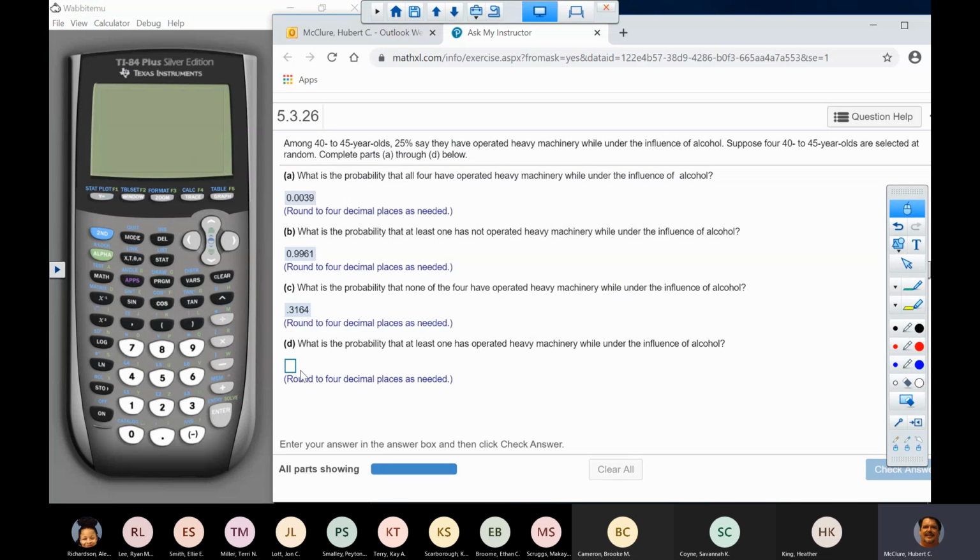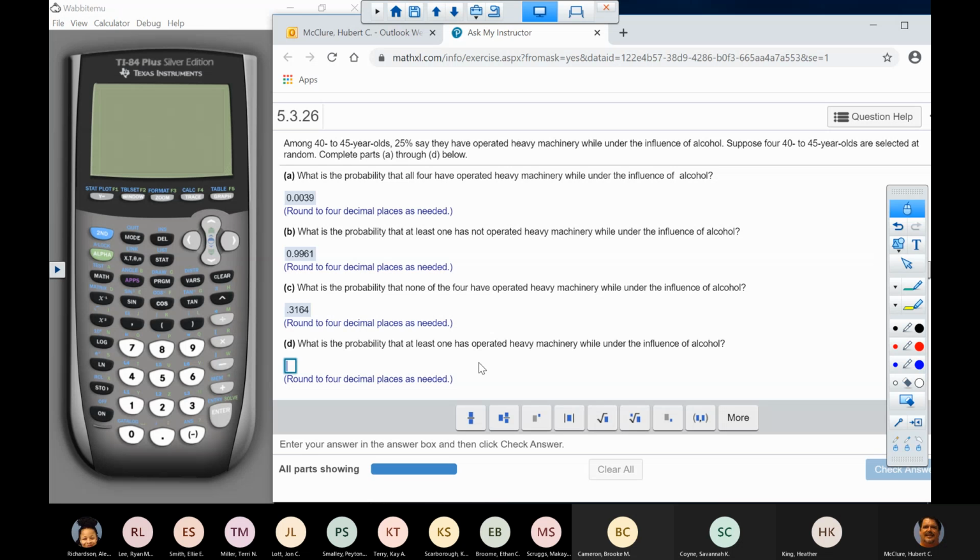And subtract that from 1. So D is 1 minus C. What's 1 minus 0.3164? 0.6836, is that it?